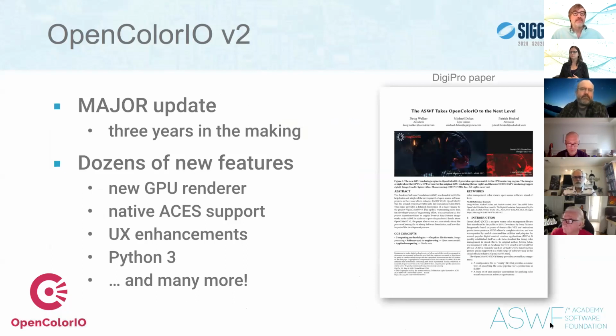As I said, it's 3 years in the making, and there are a ton of new features, and I don't have time to go into all of them. Some of the key ones are a new GPU renderer, native support for ACES, many user experience enhancements to make life easier for artists, a new set of Python bindings that Michael contributed, and many other new features. Michael, Patrick, and I wrote a paper for DigiPro this year, and we went into more detail on all the new features, and we're planning on posting that on the OCIO website shortly.